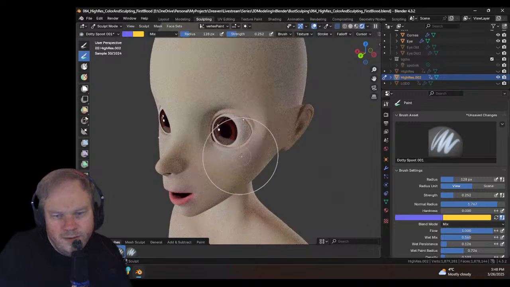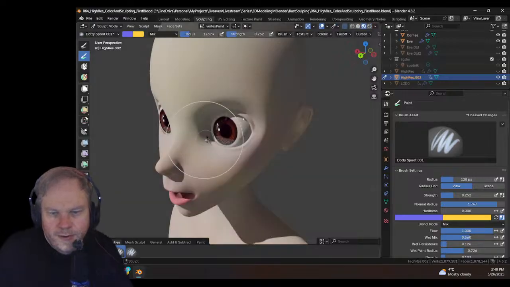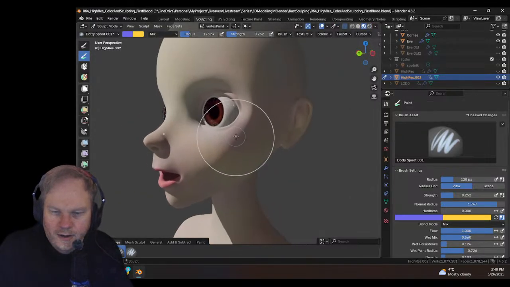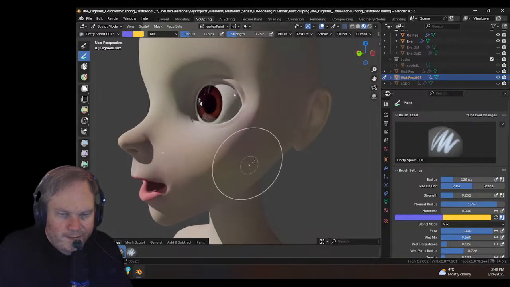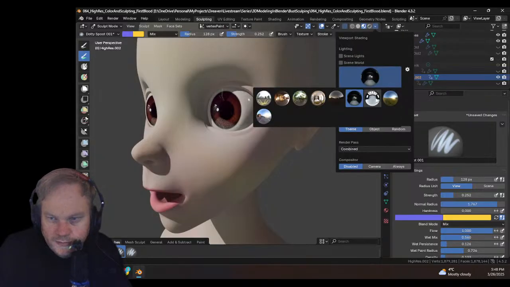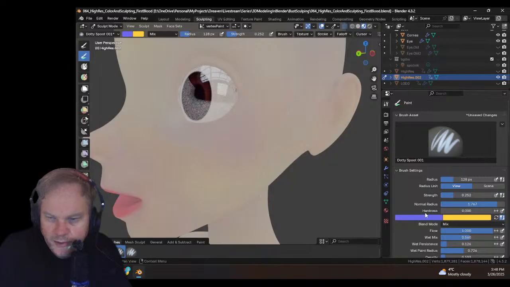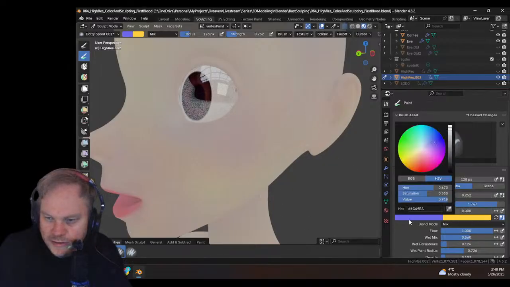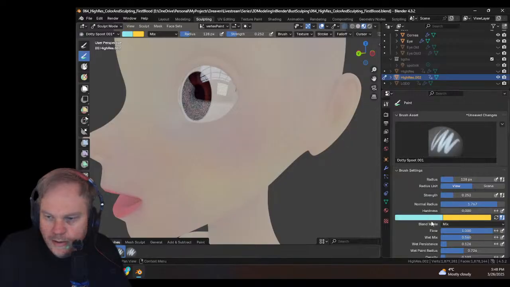As you can see, it's more like real skin, a bit. Of course, there's an issue here and there that I overlooked, but just for the quick demonstration. Okay.